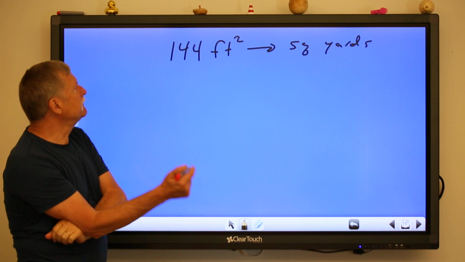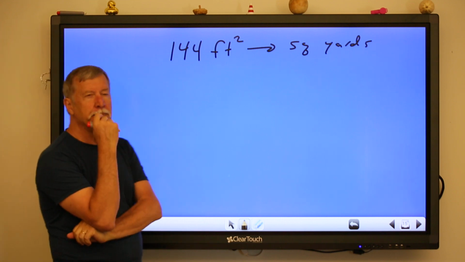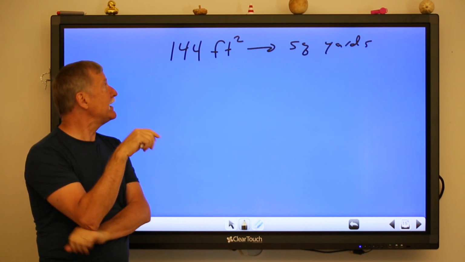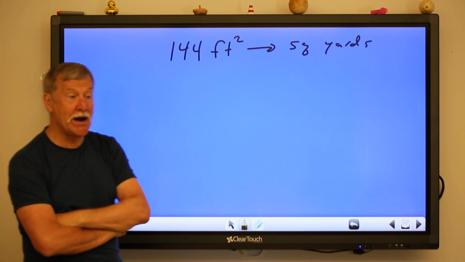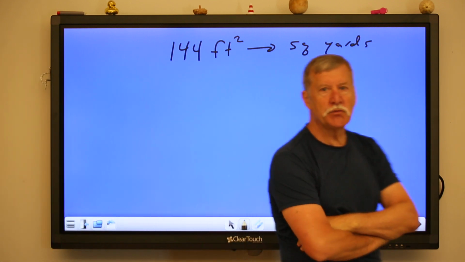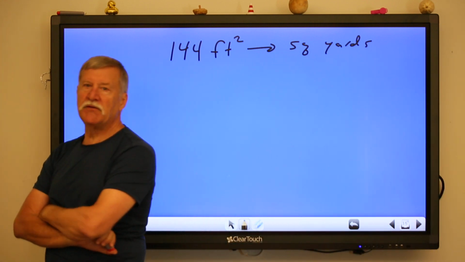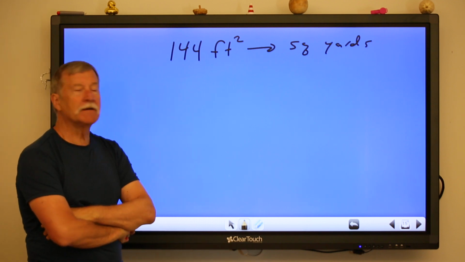Now, if you measure your bedroom, you probably do it in feet. And you've got a length and a width, and you're going to multiply length times width, and you wind up with, say, 144 square feet. If your bedroom is square, then you have a 12 by 12 bedroom, right? 12 times 12 is 144, feet times feet is square feet. And so your bedroom is 144 square feet.